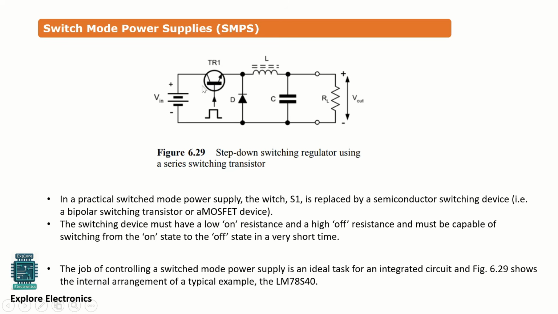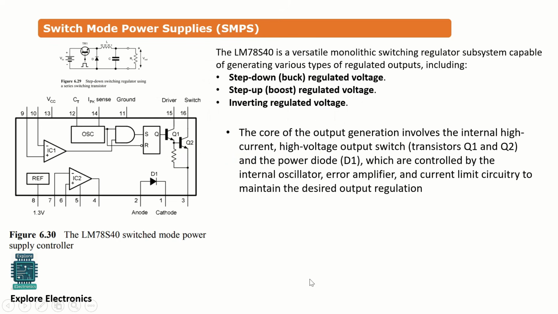This BJT has the base of the device here. This base is provided with an alternating signal like this square wave. This circuit will be open and close, right? To do that, we require a BJT or MOSFET here. And with this, we will be having a power supply control device. Control device in the sense there is an available device here. You can see LM78S40. This is what the circuit is.